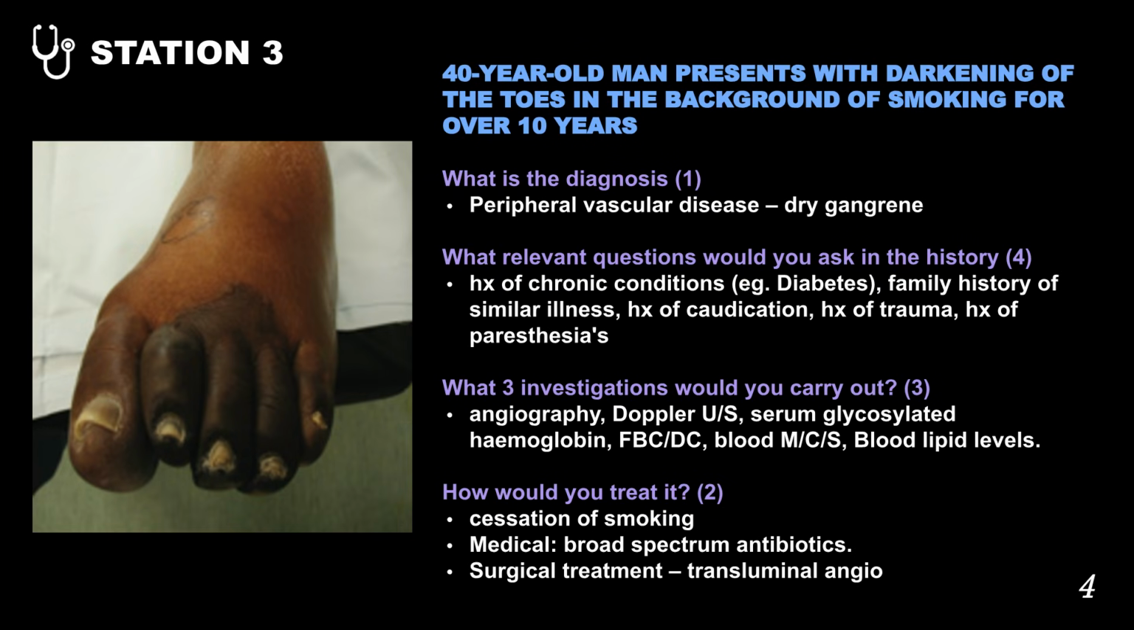Angiography provides detailed vascular imaging, Doppler ultrasound evaluates circulation, and blood tests such as HbA1c and lipid profiles help identify underlying metabolic contributors. Treatment begins with the most powerful intervention of all, smoking cessation. Without eliminating the primary cause, other treatments lose effectiveness. Medical therapy may include broad-spectrum antibiotics if infection is suspected, while surgical options such as transluminal angioplasty can restore perfusion. Always address modifiable risk factors. It signals maturity in clinical thinking.